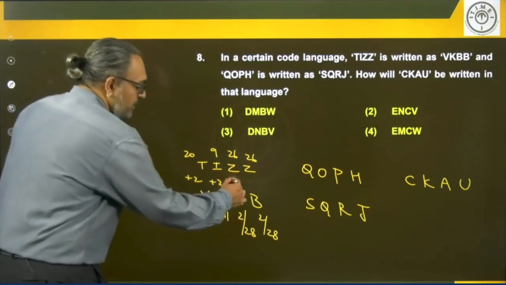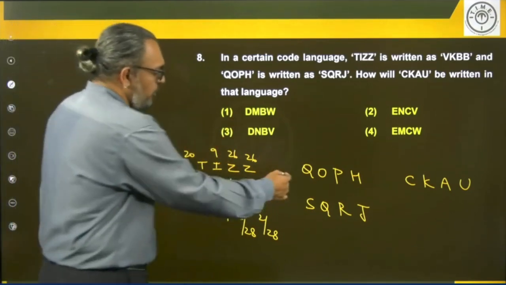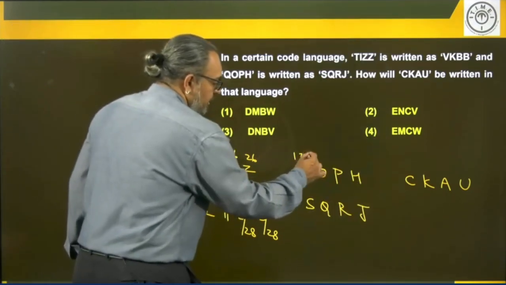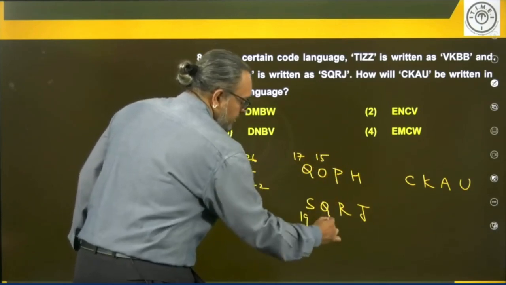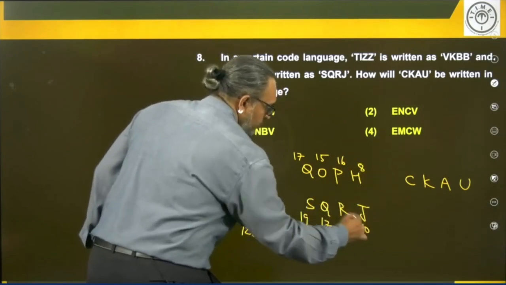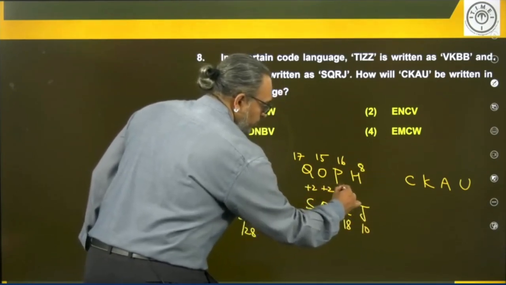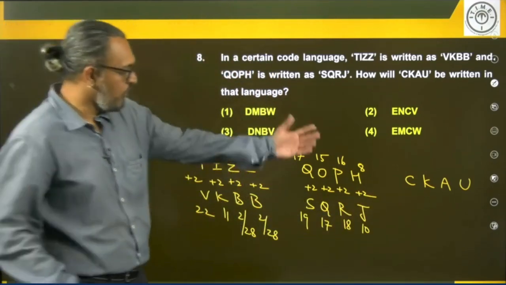So, everywhere what is happening here? He is taking plus 2. So, here also if you see, this is 17, this is 19, this is 15, 17, 16, 18, 8 and 10. So everywhere you are doing plus 2, constant addition of 2. So that's what we do here.